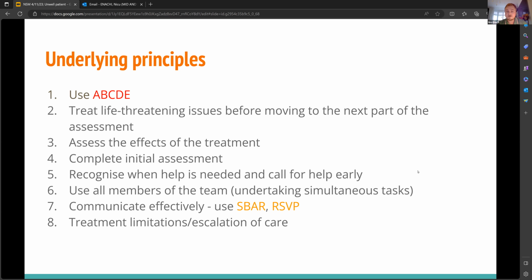It was already mentioned about the SBAR. This is how we communicate effectively with our colleagues. And again, it was mentioned in the previous lecture about treatment limitations and escalation of care.